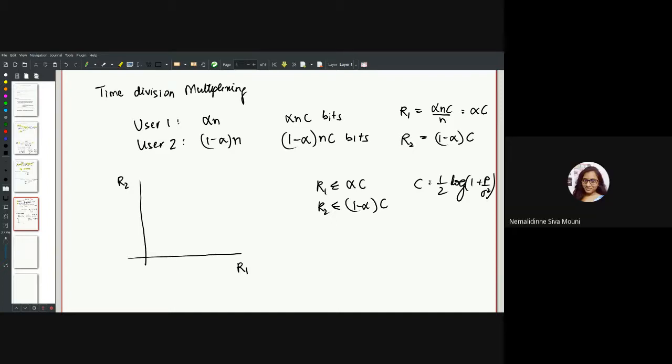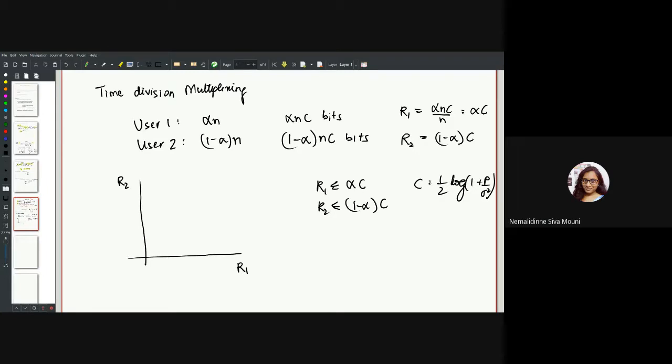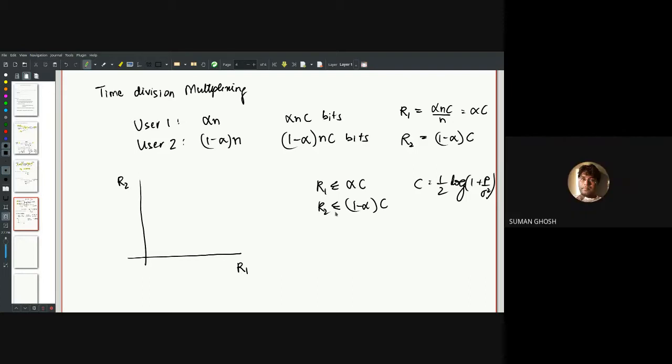A line passing through 0, C and C, 0. Okay, maybe Shiva, Moni first. A line passing through 0, C and C, 0. Okay, Suman? So it will be like a square, like R1 will have a straight line at alpha C, and R2 has a line at 1 minus alpha times C. Then these two lines will intersect at alpha C, 1 minus alpha C.